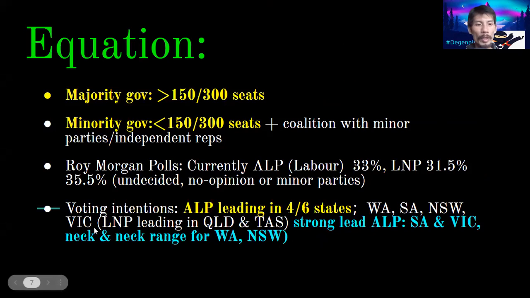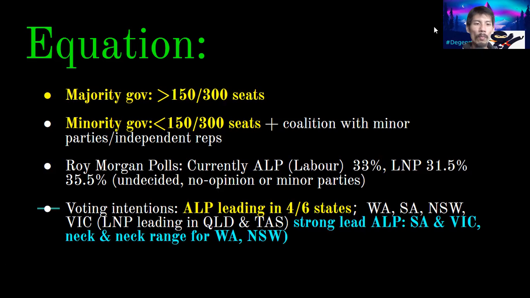So what's the equation here? To form a majority government, a party needs over 150 out of 300 seats in parliament. If they don't have a majority, so they have less than 150 seats out of 300, they form a minority government. That means they have to go into coalition with some minor parties or independent reps to form the support needed to run a government.